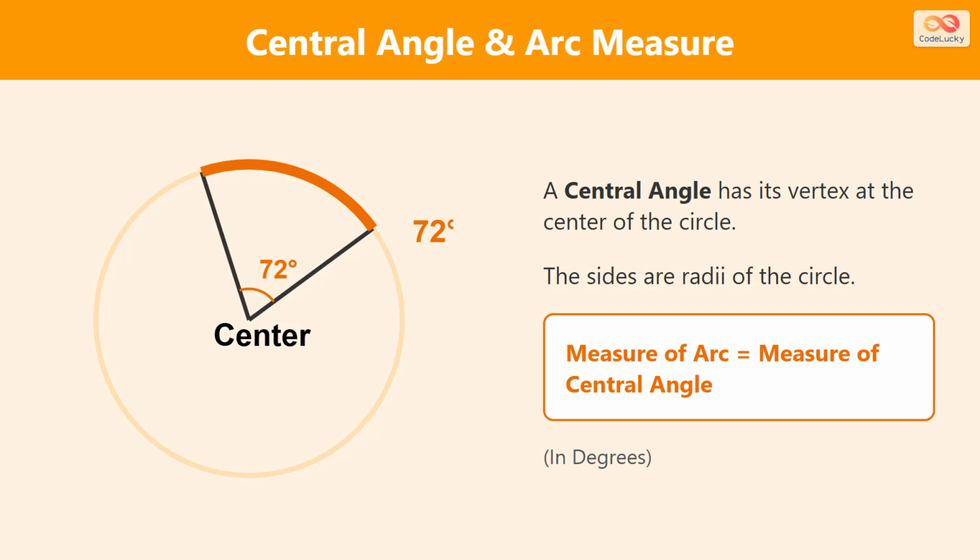To measure an arc in degrees, we look at its central angle. This is the angle formed by 2 radii originating from the center. The degree measure of an arc is exactly equal to the measure of its central angle.